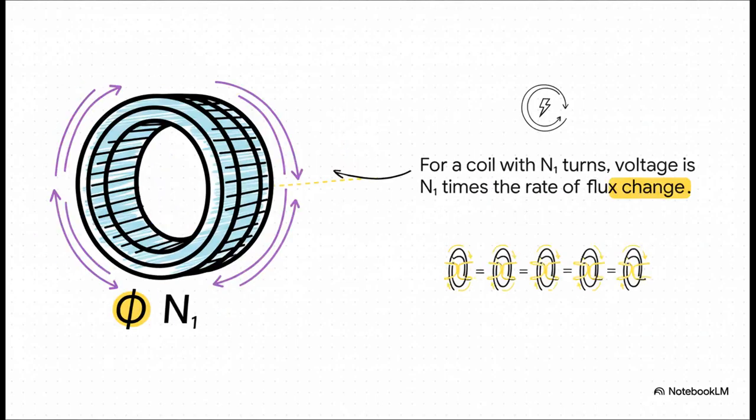Now let's make this a little more real. That total magnetic field passing through our coil, we call that the magnetic flux, and we use the Greek letter phi for it. And here's the cool part. By wrapping wire into a coil with a bunch of turns, we'll call it N1, we basically multiply the effect. Every single loop of wire contributes, adding to the total voltage we get out.